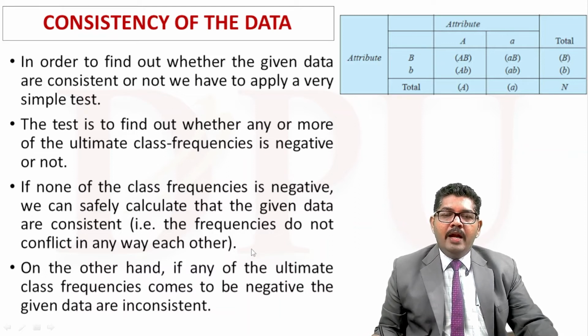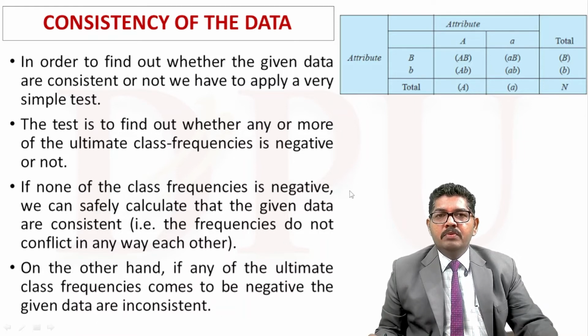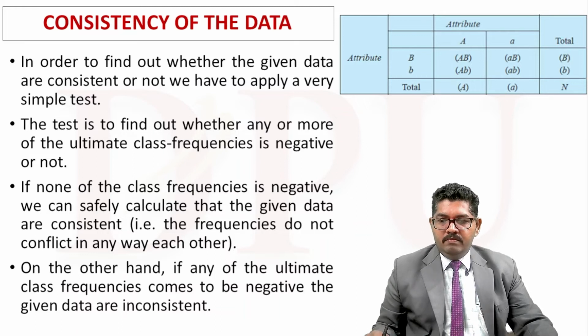On the other hand, if any of the ultimate class frequencies comes to be negative, the given data are said to be inconsistent, and we cannot do further calculations based upon this particular data. So it is very essential for data to be consistent. All the class frequencies, all the values mentioned inside the brackets, must be positive, then only it satisfies the criteria of consistency. Otherwise data are called inconsistent.